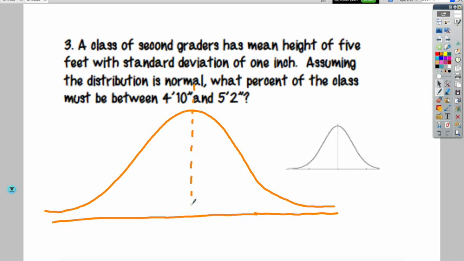Always in the middle of a normal distribution curve is what? The mean, which is 5 feet. To the left and to the right are going to be your 1 standard deviation, 2 standard deviations, 3 standard deviations. What's 1 standard deviation away from the mean? 5 foot 1 inch. Because the standard deviation is 1 inch, you have to add 1 inch to each height before. What's the next one? 5 foot 2 inches, because you add 1 inch to the previous one.